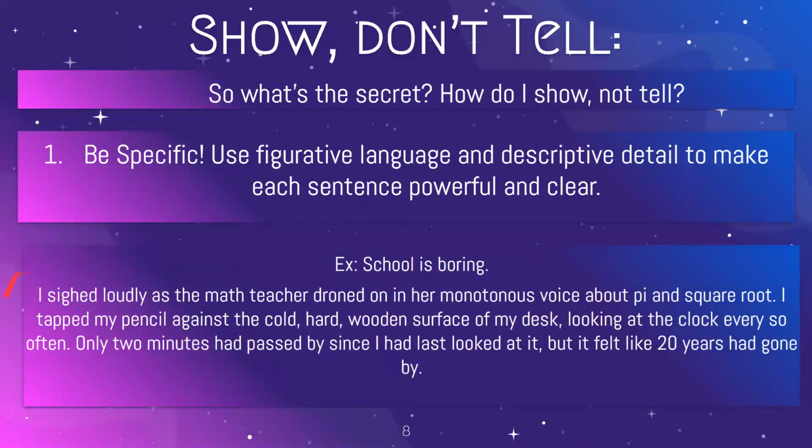But I gave this example last week and I walked you through it step by step, right? School is boring. And then I came up with this sentence. I sighed loudly as the math teacher droned on in her monotonous voice about pi and square root. I tapped my pencil against the cold, hard wooden surface of my desk, looking at the clock every so often. Only 2 minutes had passed by since I had last looked at it, but it felt like 20 years had gone by. I'm using imagery, I'm using hyperbole, I'm using simile. I'm using all of these different examples of figurative language to describe in detail why I thought school was boring. I'm not just leaving it at school is boring. I'm changing it up. I'm actually explaining how school is boring, okay?